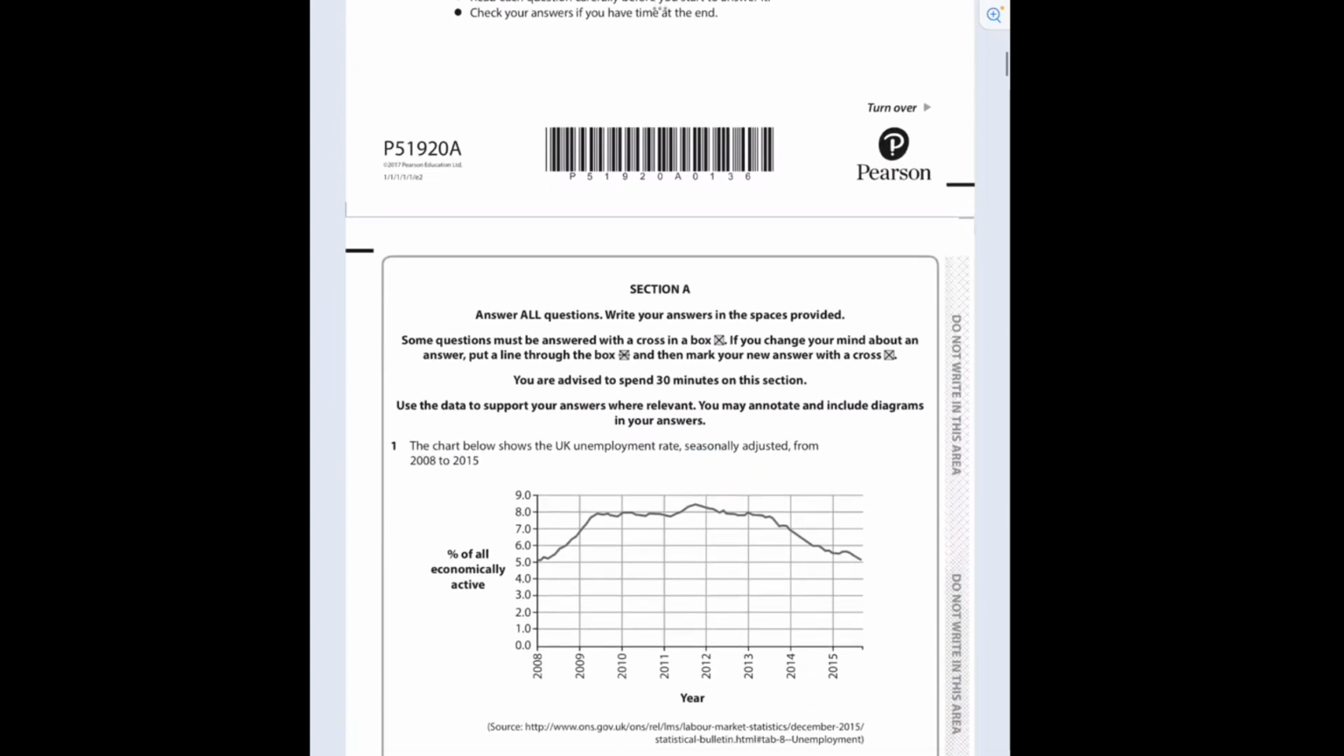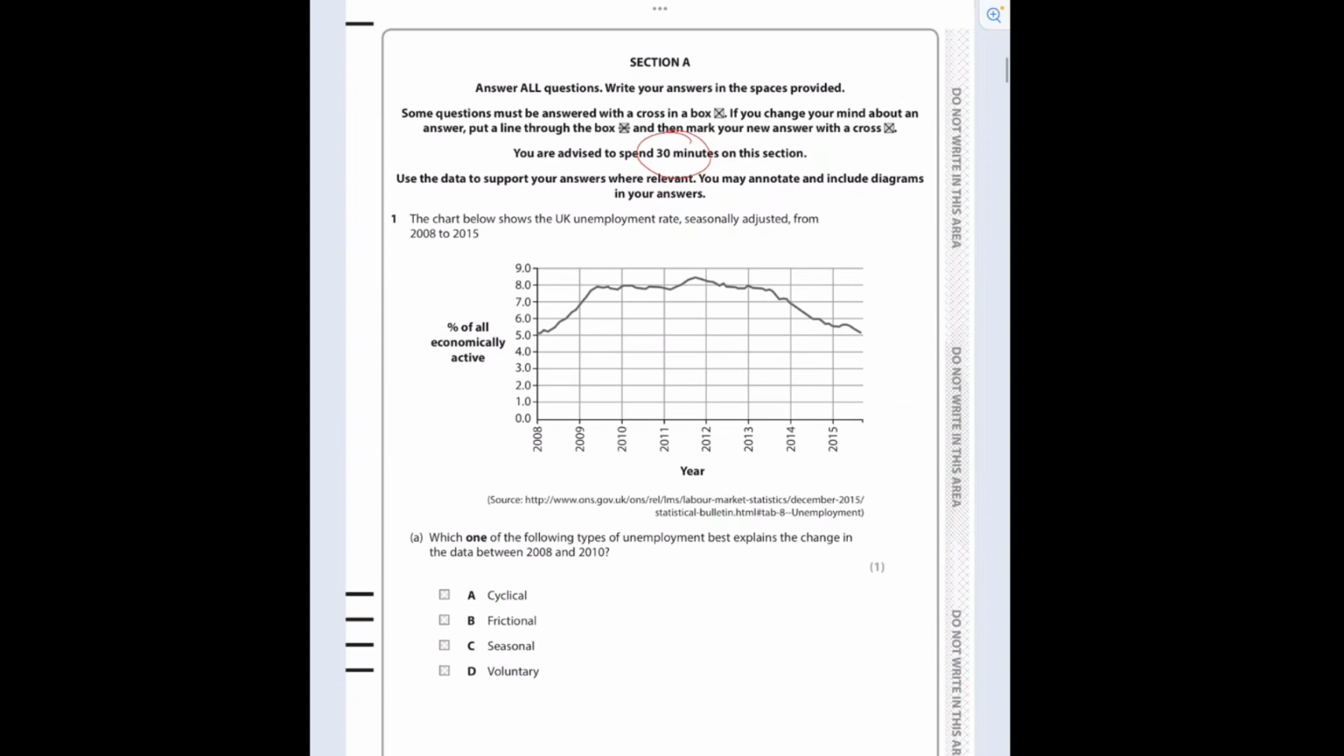So you are advised to spend 30 minutes on this section. Most students who I teach will spend way less than 30 minutes on it because they want to prioritize the longer essay style questions, which I completely agree with. And I think it's the smart thing to do. But regardless, I'm going to run through each question as quickly as I can, and again, explain the theory.